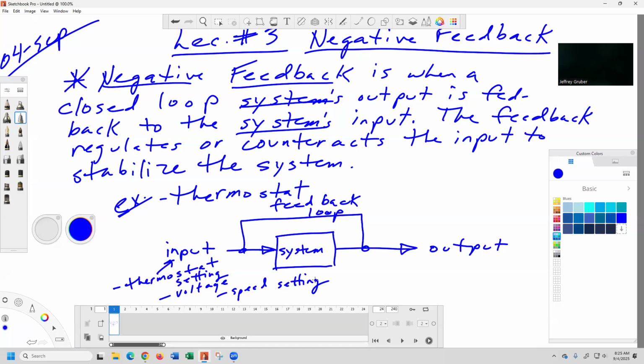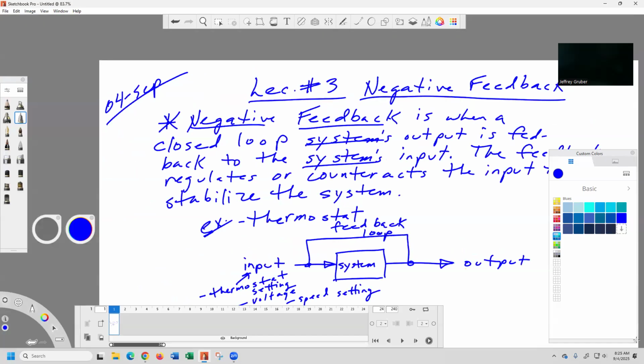So let's talk about voltage controlled voltage source.